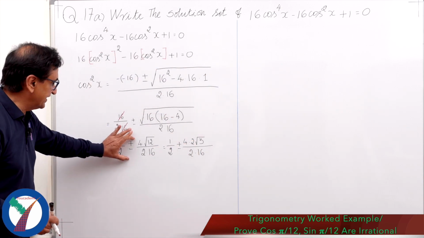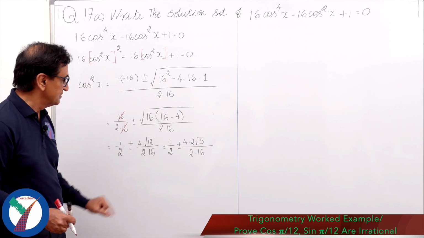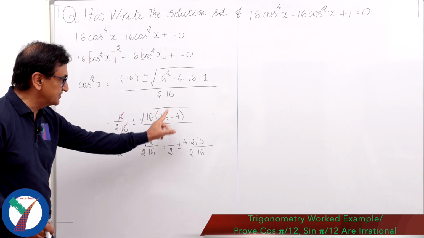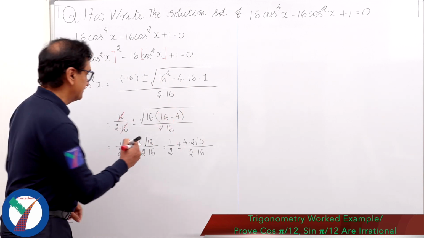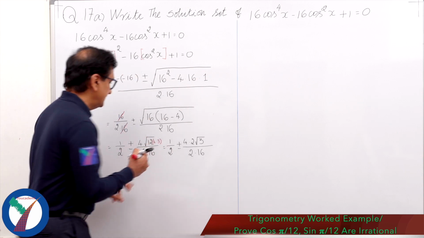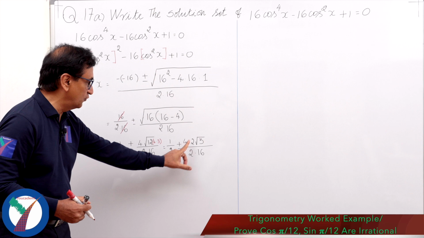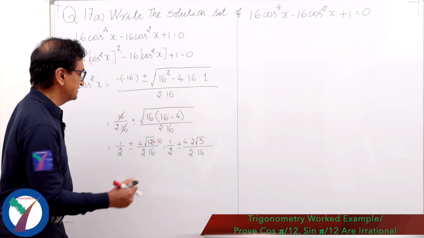Okay, so this is what we have. 1/2 plus or minus 16 square root is 4. I've taken that out. Then multiplied by square root of 16 minus 4, 12. 12 can be written as 4 multiplied by 3, right? Then square root of 4 is 2. So 4 multiplied by 2. Square root of 3 divided by 2 multiplied by 16.